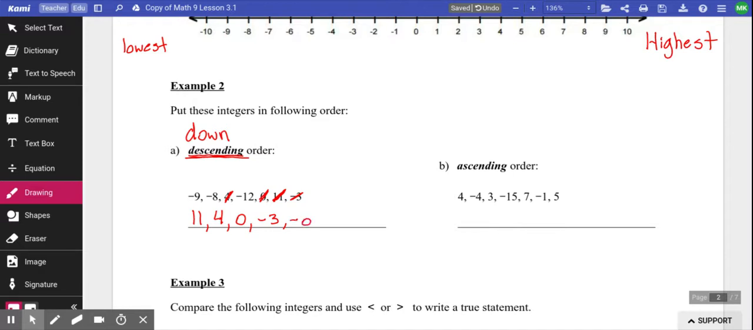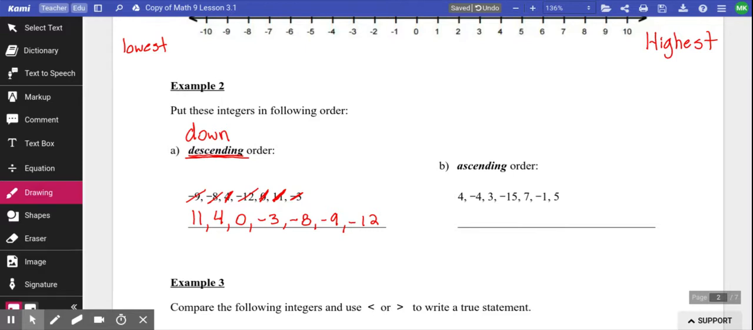Then -8, -9, -12. And I'm crossing them off as I'm placing them so I don't miss one at the end. I make sure they're all crossed off. That's kind of the idea behind crossing them off. If I look, these numbers go from highest to lowest.